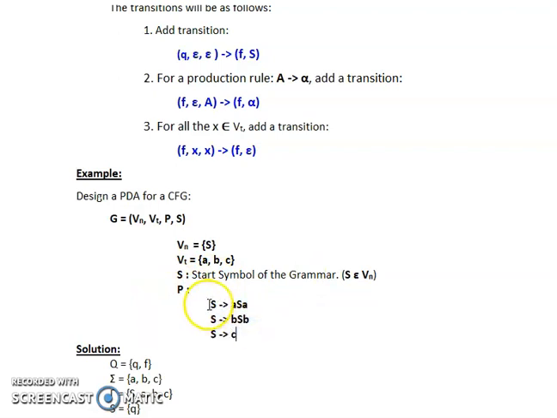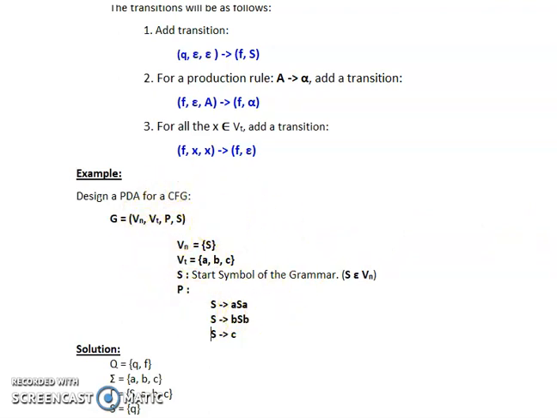And the production rules given to you are these 3. The first production rule states that S tends to aSa. The second states that S tends to bSb. And the third production rule is S tends to c. So you can see over here that a, b, c are your terminals and S is your non-terminal. Now we need to design a pushdown automata for this context-free grammar.